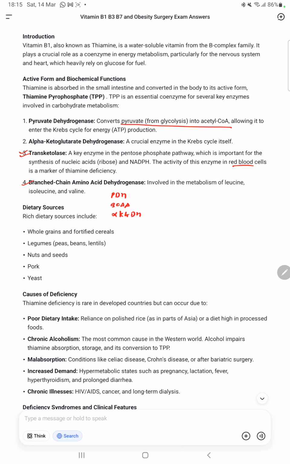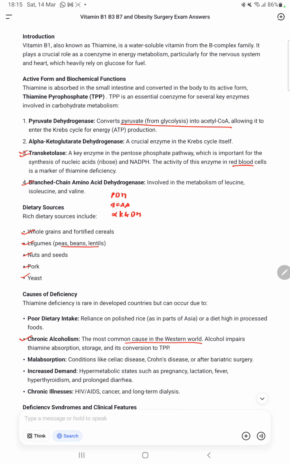Then the dietary sources. The dietary sources are whole grains, legumes, that is peas, beans, lentils, nuts, pork, and yeast. Very important, polished rice leads to vitamin B1 deficiency. So causes of B1 deficiency are polished rice in parts of Asia, and diet which is highly processed. Then chronic alcoholism is the most common cause in the Western world.